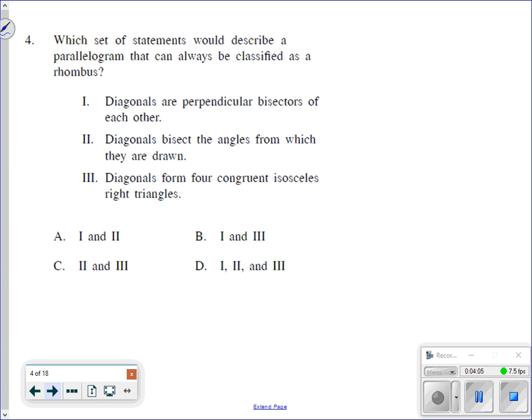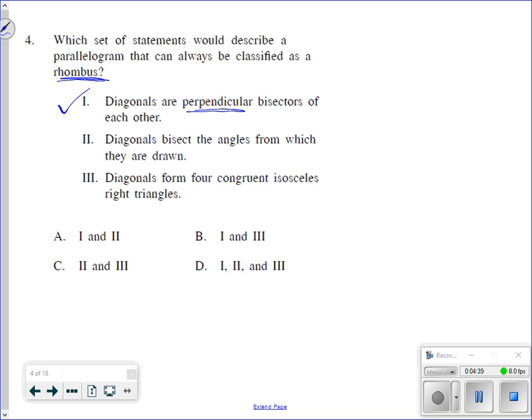The fourth one, which set of statements would describe a parallelogram that can always be classified as a rhombus? So this is the key. You already know it's a parallelogram. You are now trying to identify which pieces create a rhombus. So choice one, diagonals are perpendicular bisectors of each other. Well, we know the diagonals bisect each other already from the parallelogram piece, and then perpendicular is a property of a rhombus. So that one does work.